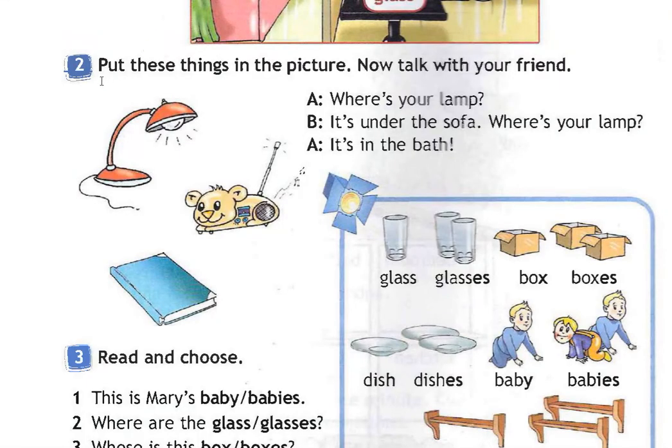Boys and girls, we must do exercise number 2. Put these things in the picture. Now talk with your friends. Where's your lamp? It's under the sofa. Where's your lamp? It's in the bath.